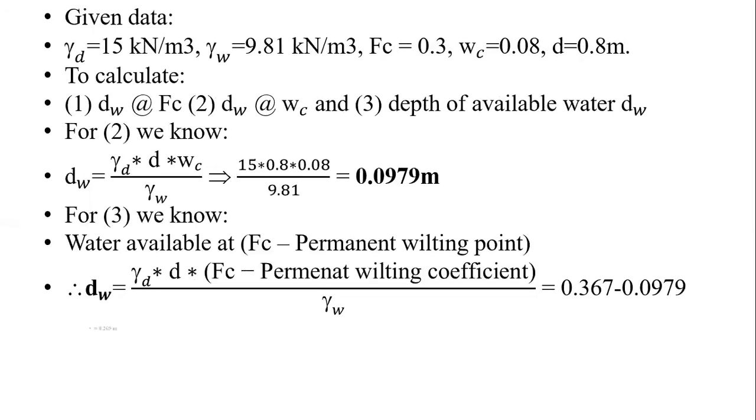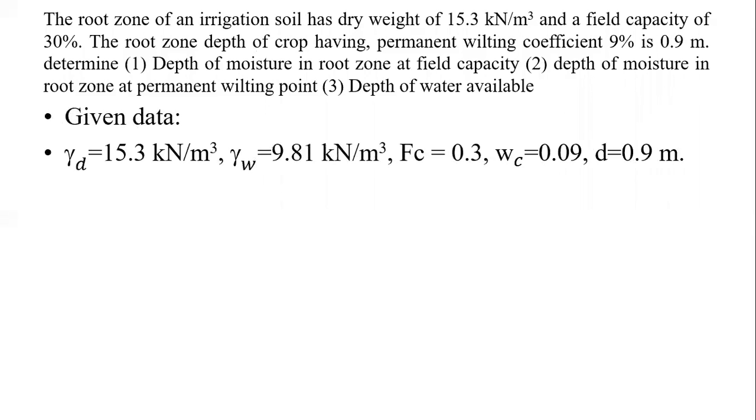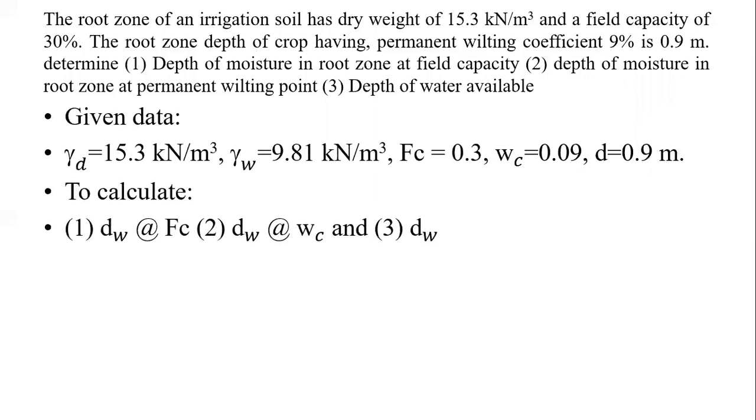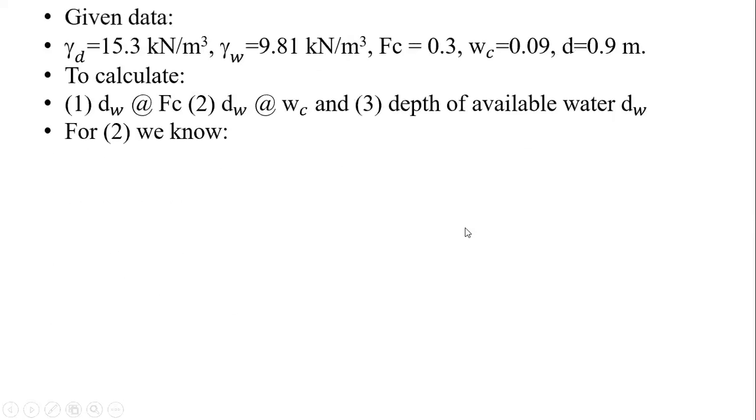In the next example, which you had seen last time, that is, finding the depth of the available moisture at the field capacity, at the wilting coefficient, and the net available moisture. That is, the net available moisture is nothing but the moisture available at the field capacity minus the water available at the wilting coefficient. That part we had seen last time. I think we have calculated all those things. Now we'll go for the next one.